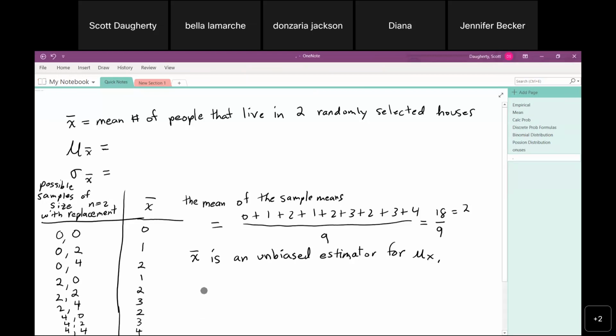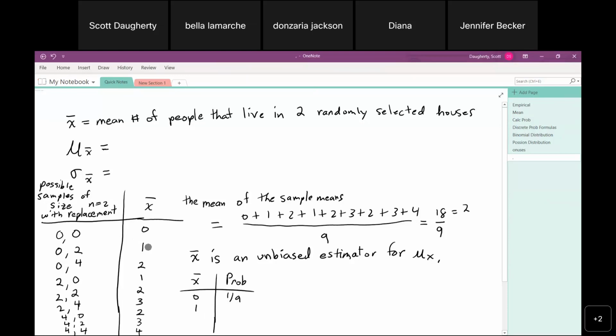And now what I want to do is create a probability table for these possible outcomes. So what could x bar be? It could be 0, 1, 2, 3, or 4. Now we're going to look at the probability that you get any one of these particular outcomes. Let's start with 0. There's only 1 zero here, out of 9. So there should be a 1 in 9 chance of getting a 0.